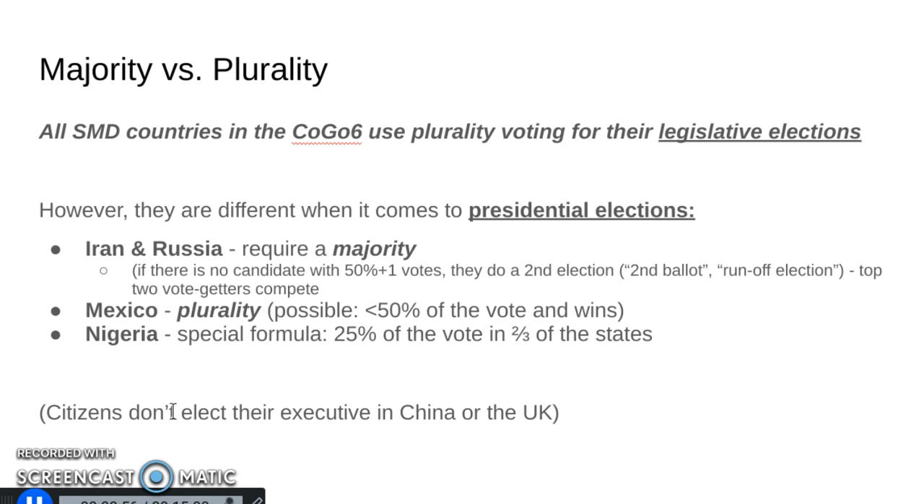You'll remember that citizens don't elect their executive in China. The president is put in power by the National People's Congress. And in the UK, the executive is the prime minister, and the prime minister is the leader of the party in the legislature with the most seats. All right, proportional representation systems is the contrast system.